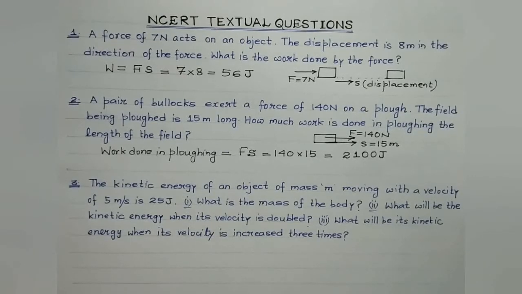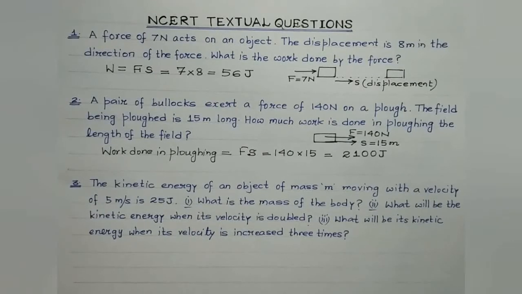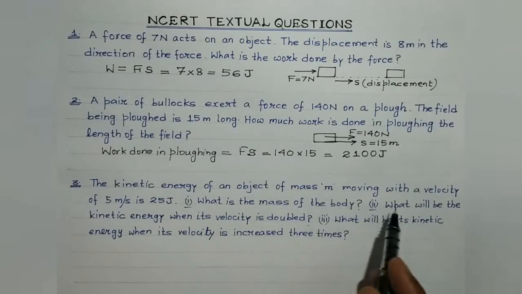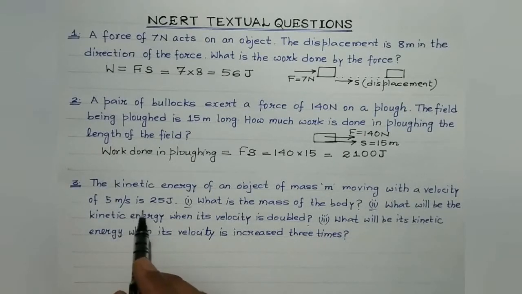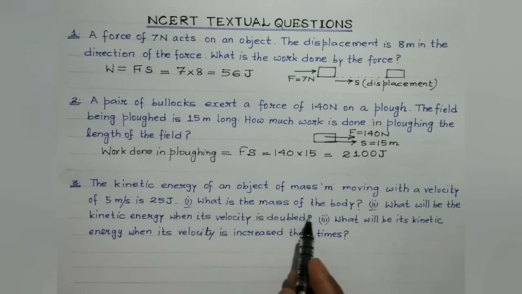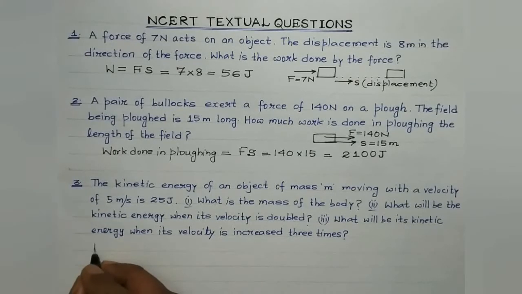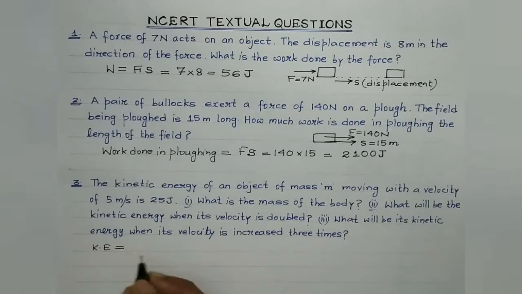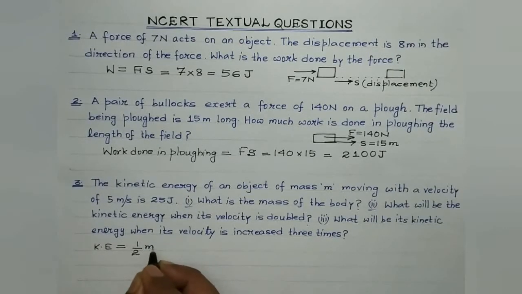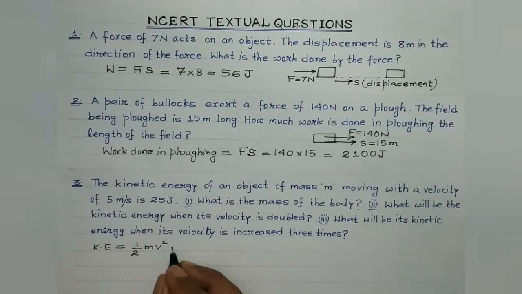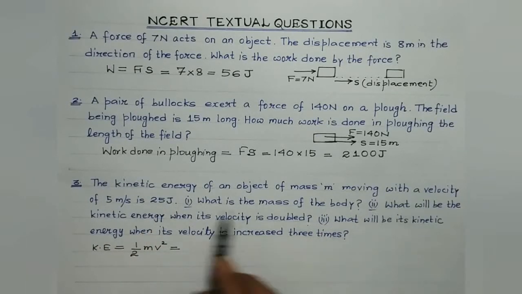Now let's concentrate on the third question. Third question is, the kinetic energy of an object of mass m moving with a velocity of 5 meter per second is 25 joule. What is the mass of the body? So let's try to attempt the first question first. Kinetic energy, students, you are aware, it is the energy possessed by a body by virtue of its motion, right? And kinetic energy is given by half mv square. M is the mass of the body, v is the velocity. So kinetic energy is given to be 25 joule and velocity is given to be 5 meter per second.